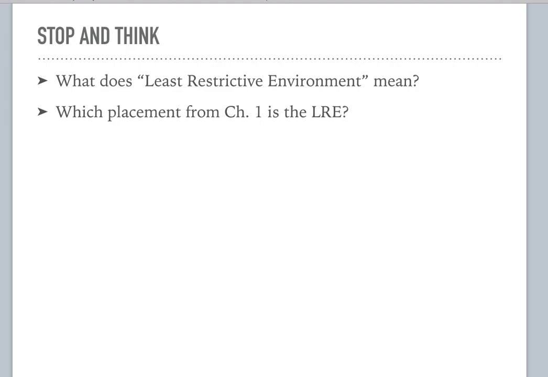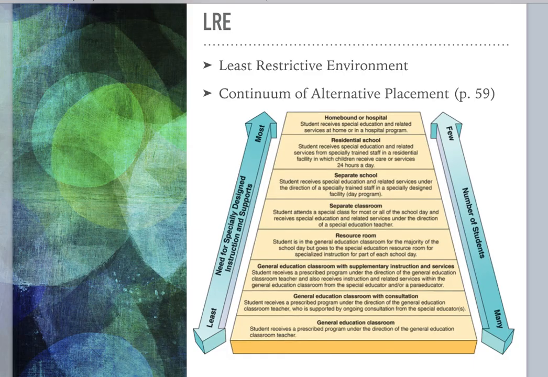We've learned a lot about the different settings from Chapter 1, from general ed all the way to homebound and hospital. Which one of those do you consider the least restrictive environment? I'll go so far as to even give you this list right here and leave this up for a minute so you can think. Which environment has the least amount of restriction on a child's disability? Go ahead and think about that. We're going to talk about that in class next time.